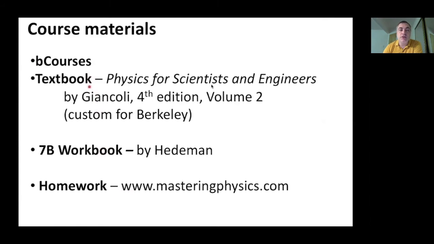I sent out an announcement about that. The text that we're using is by Giancoli. There's a custom version for Berkeley, but the only real customization is that they've broken it down so that volume 2 contains what we're covering, instead of some of it being in volume 2 and some of it in volume 3 and some of it in volume 1, et cetera. If you can get this material in another textbook or whatever, that's totally fine. If you want the physical copy or the electronic copy, that's totally fine. All of that really doesn't matter.